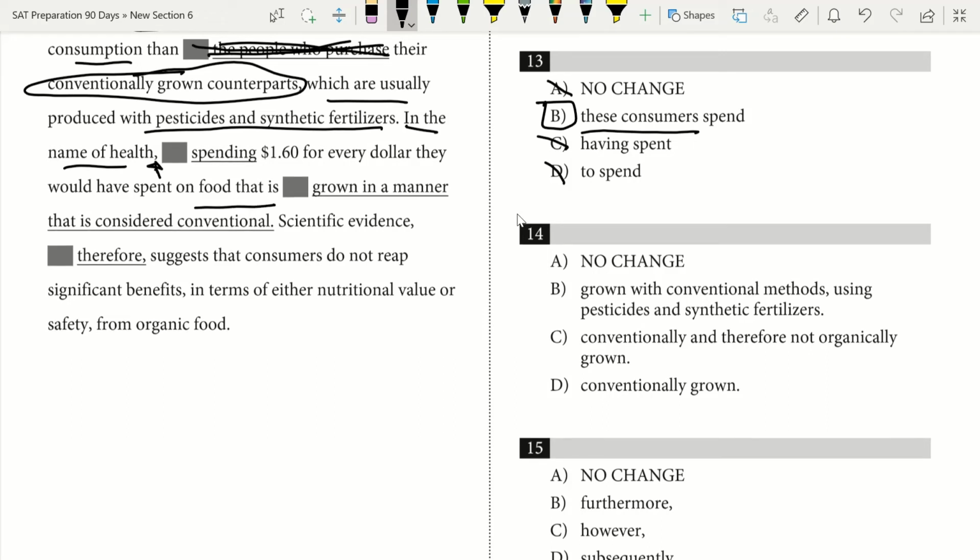All right, moving on, we got these consumers spend $1.60 for every dollar they would have spent on food that is grown in a manner that is considered conventional. Okay, that is wordy and that is inconcise. It's wordy and it's inconcise, or in other words, it's inefficient in its word choice.